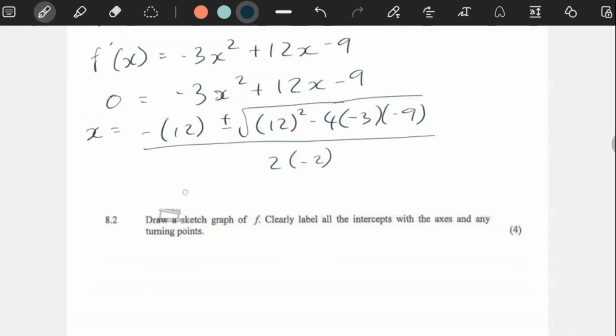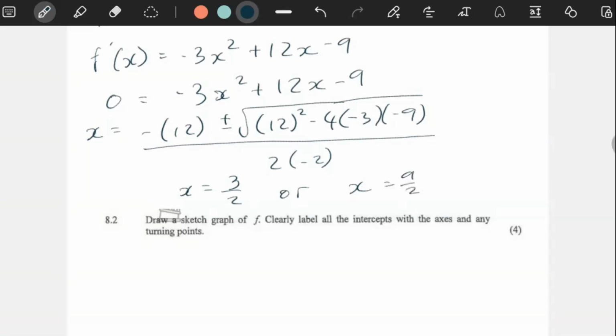So here, let's put all this into the calculator and see what the calculator gives us. We have the fraction button, negative 12 plus the square root of 12 squared minus 4 times negative 3 multiplied by negative 9, over 2 multiplied by negative 3. So the answer here is 3 over 2. That's what x is equal to. Or, let's check the other answer. Put a negative here, we're getting 9 over 2. So those are our 2 x values.